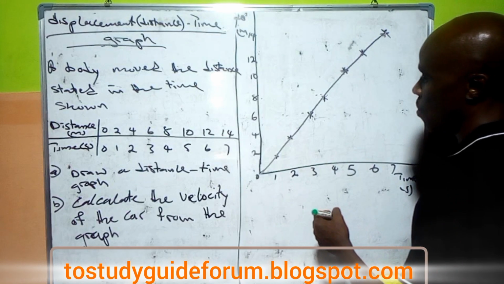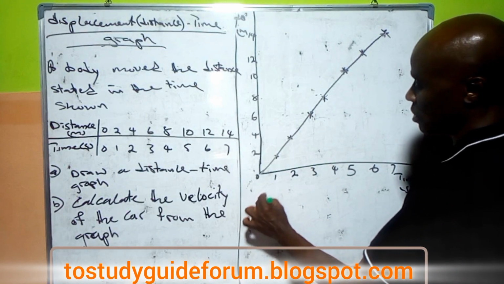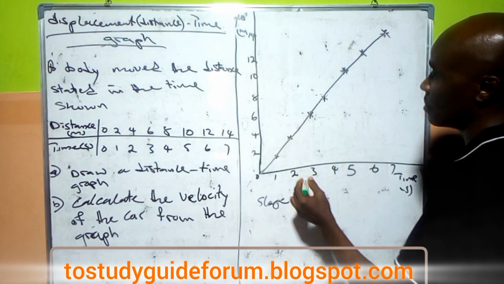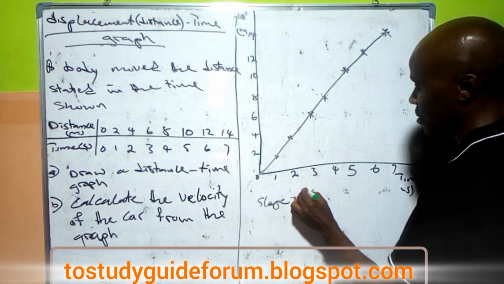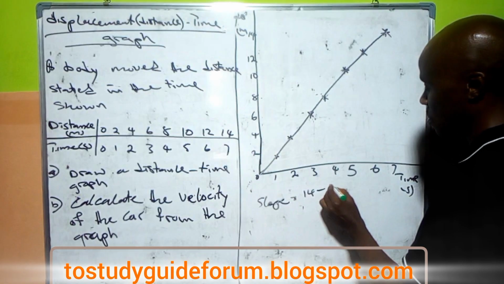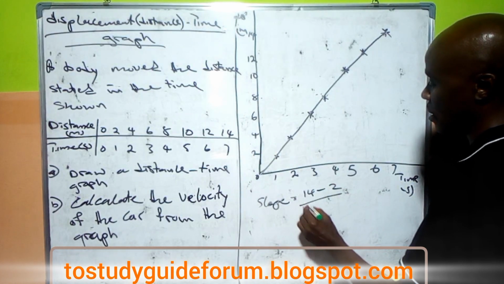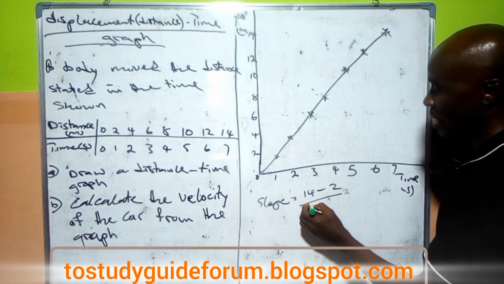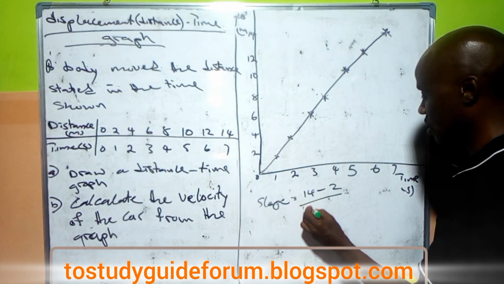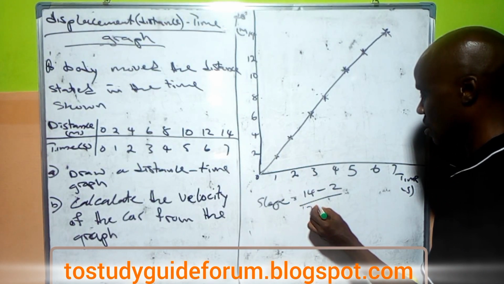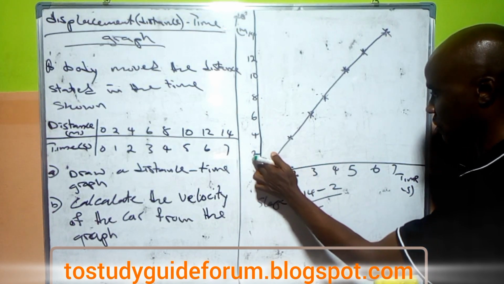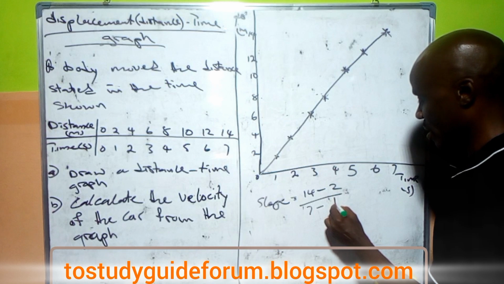Then the slope, just like calculating the slope, which means the distance. Let's just take the last point, 14 minus 2, and then change, that is change in distance or displacement, and then we have over change in our time. You can take this one because we have 1 here.